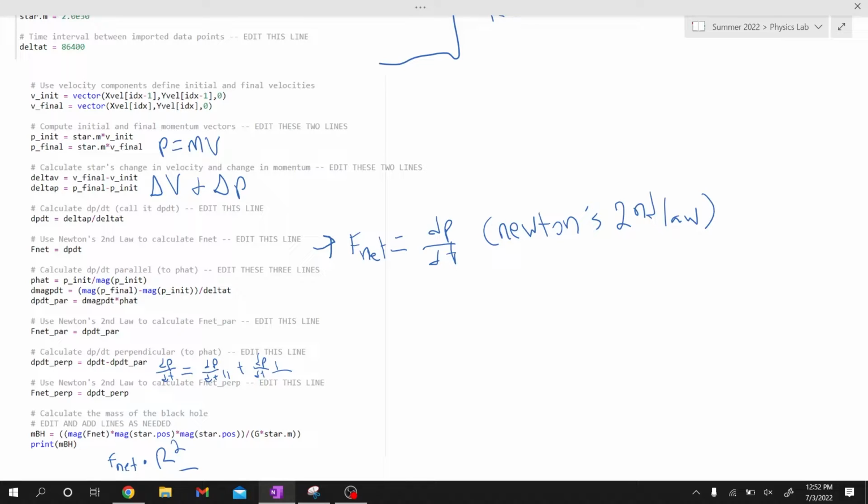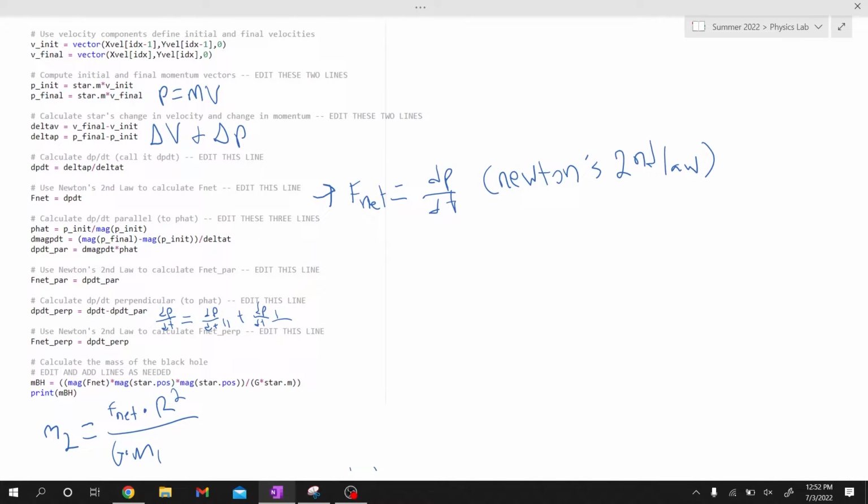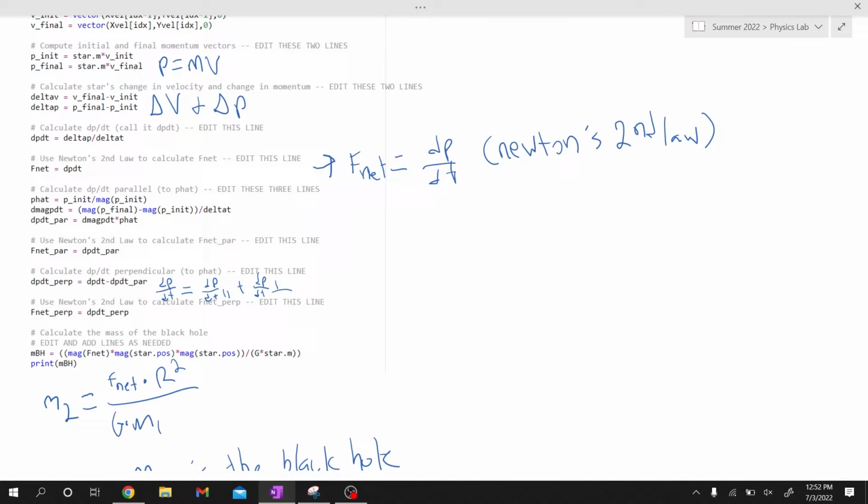found the delta V and delta P by doing final minus initial. Our dp dt is equal to the delta P over delta T, the change in momentum, and we set our net force equal to that because of Newton's second law. We then found the parallel component of our dp dt, parallel net force.